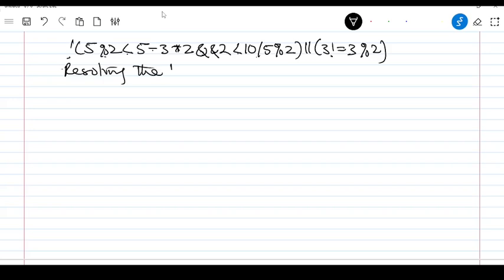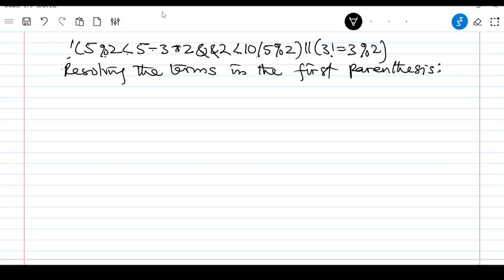the terms in the first parenthesis. So first we are going to go with the arithmetic operator, which has a higher precedence than the other ones.